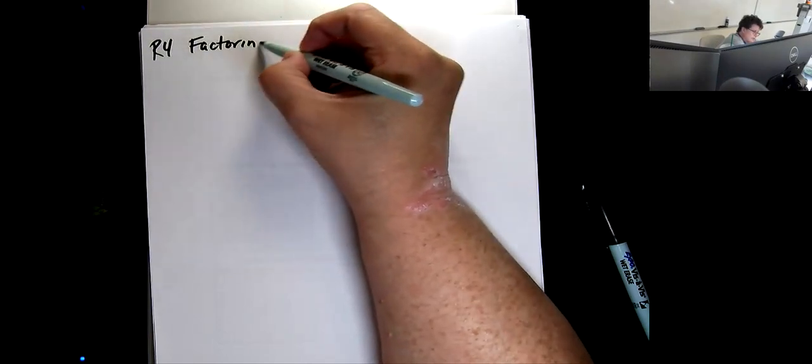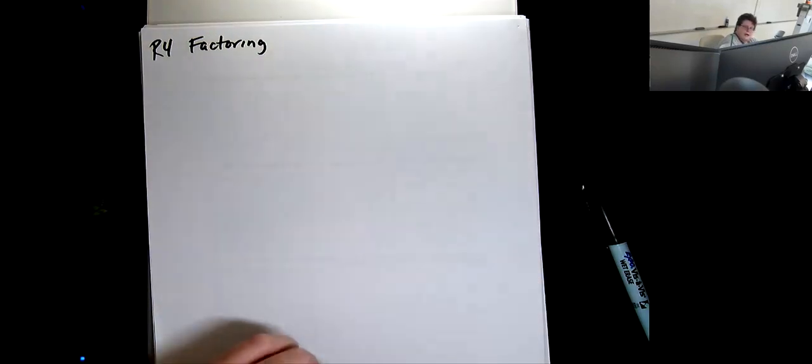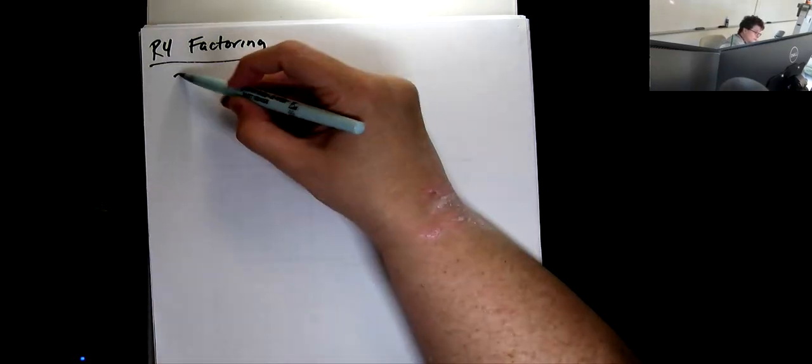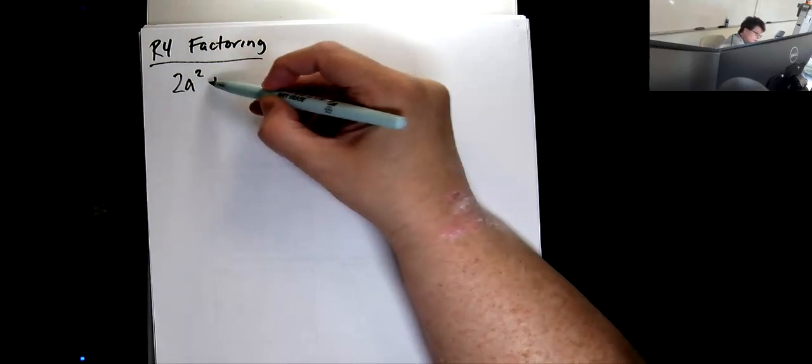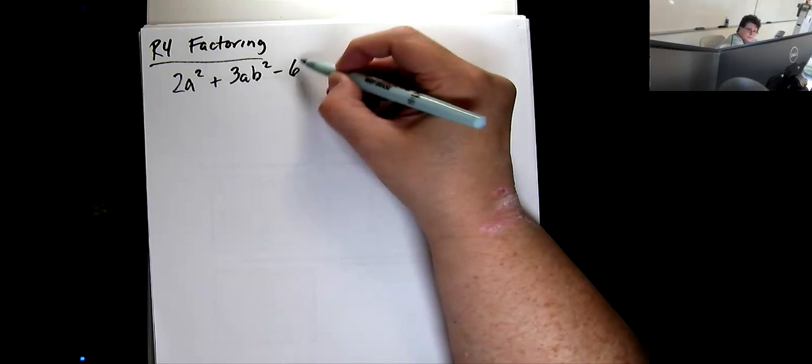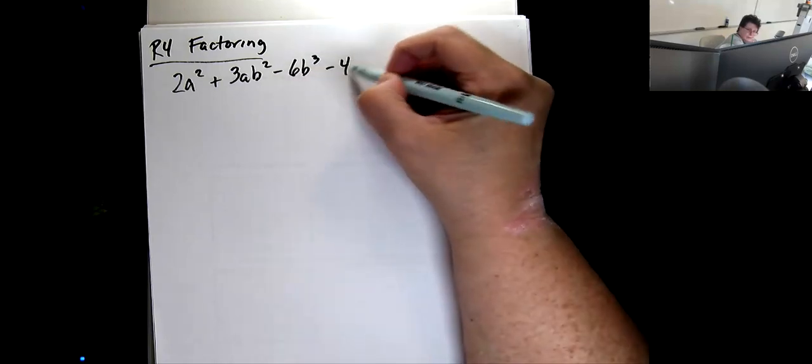So we were working on R4 and that was on factoring. So let's take a look at factoring. Let's try to factor, and I'll let you guys try before I jump in: 2a squared plus 3ab squared minus 6b cubed minus 4ab.